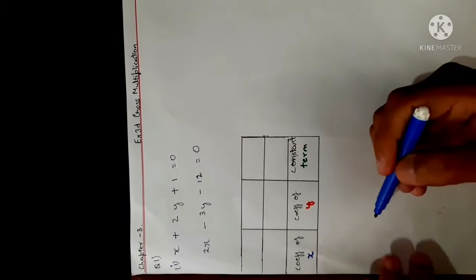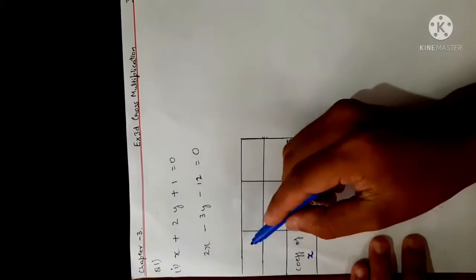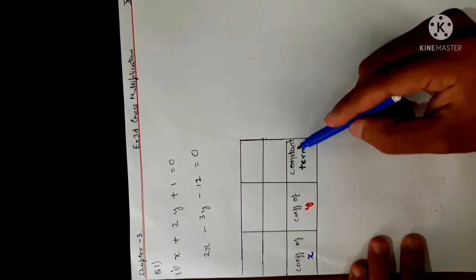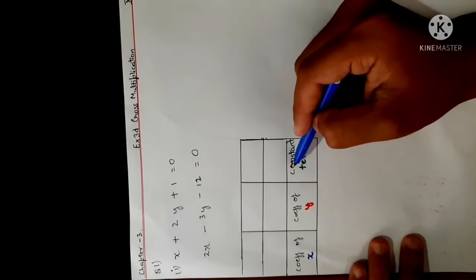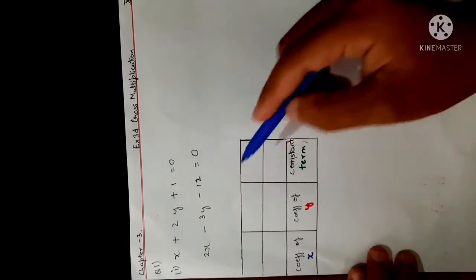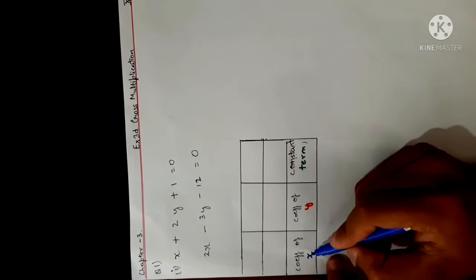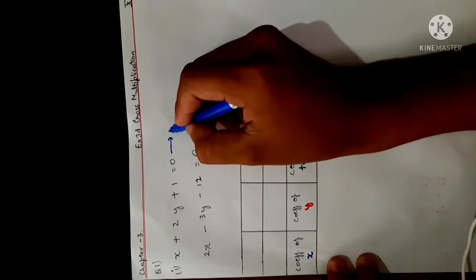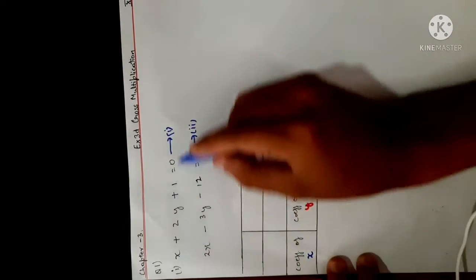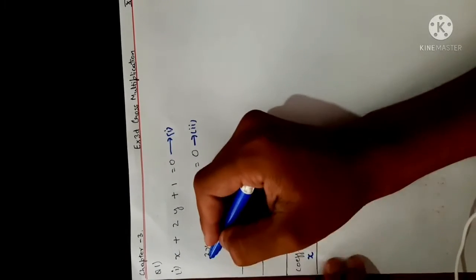Next, we write the coefficient of x in the first column, coefficient of y in the second column, and the constant term in the third column. You don't have to draw this table. I just drew it for you to understand it easily. In the first column I have to write the coefficient of x. So this is equation number 1 and this is equation number 2.